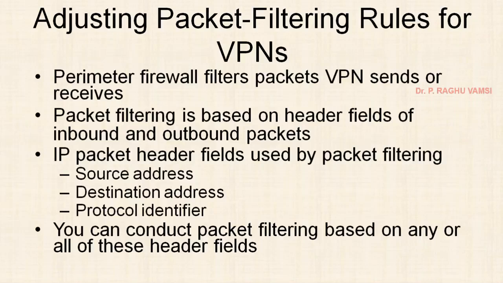So adjusting the packet filtering rules for the VPNs to allow protocol-specific packets, like PPTP, the Point to Point Tunneling Protocol. So we need to write a policy in the firewall to accept such packets. So the perimeter firewall packets that the VPN sends or receives must be included in the packet filtering. We have seen the packet filtering examples in the firewall settings, so you recall the same concepts here also. IP packet header fields used by the packet filtering: source address, destination address, and protocol identifier.